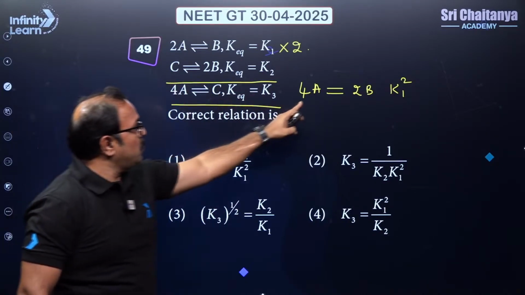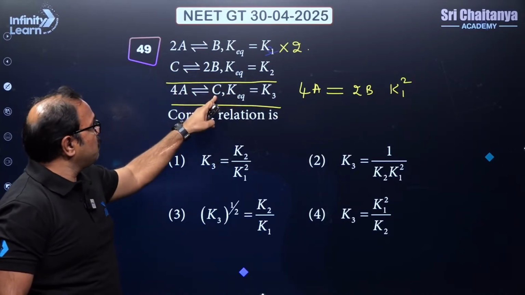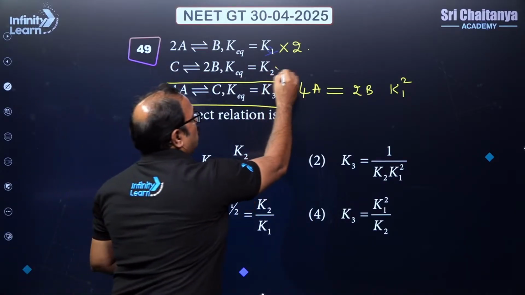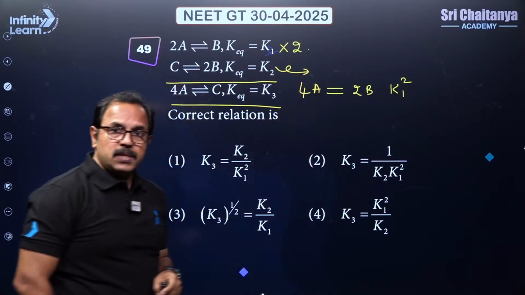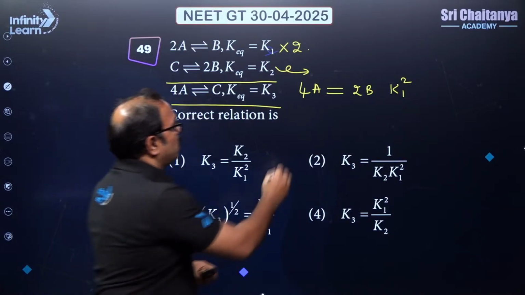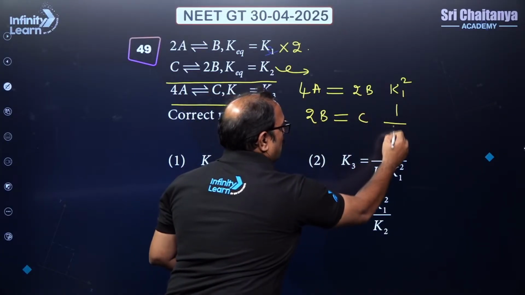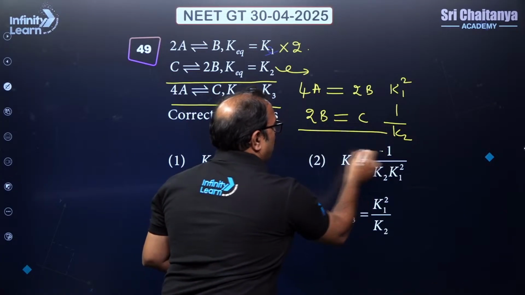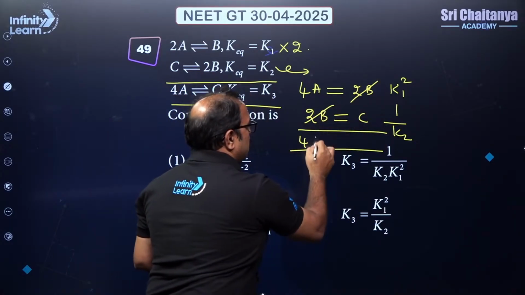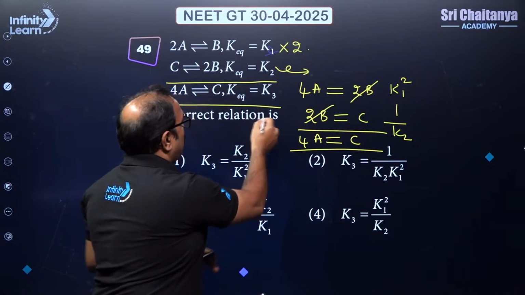4A is there in this case. Here C gives 2B, and here I have C as a product, but in the second equation C is a reactant. So I have to reverse this equation. Once I reverse the equation, the equilibrium constant gets reversed. So 2B gives C, and it becomes 1 by K2. If you take these two, you can cancel and you will get the desired equation, that is 4A gives C, and this will account for K3.